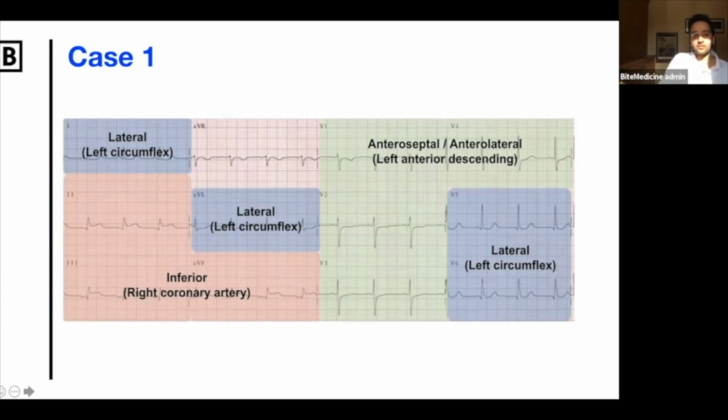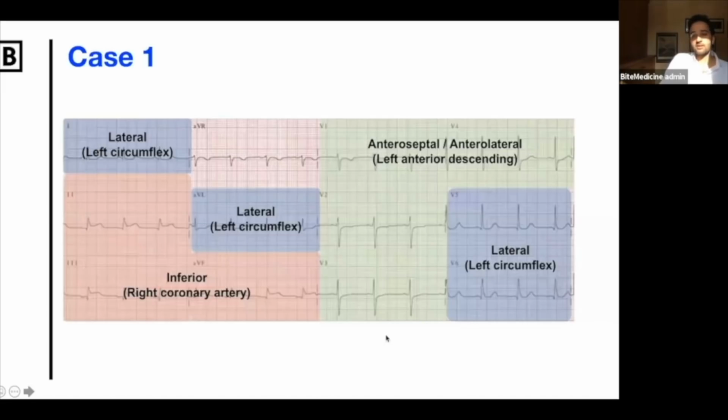Like we've just talked about, 2, 3, aVF is your inferior. So we've got right coronary artery inferior. So as I said, F for floor. We have lateral, so 1, aVL, V5, and V6. I like to remember this: L is for lateral as well, so that can help you remember it. And your left circumflex supplies that region. And then finally, we have your anterior or anteroseptal MI, so V1 to V4. If you remember those things, hopefully you'll be able to answer most questions related to ACS when it comes to ECGs.